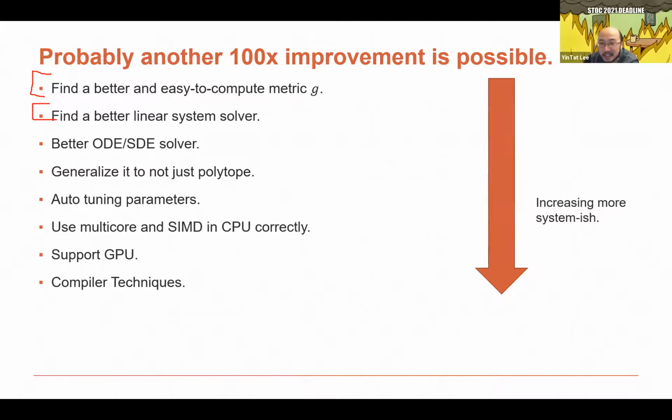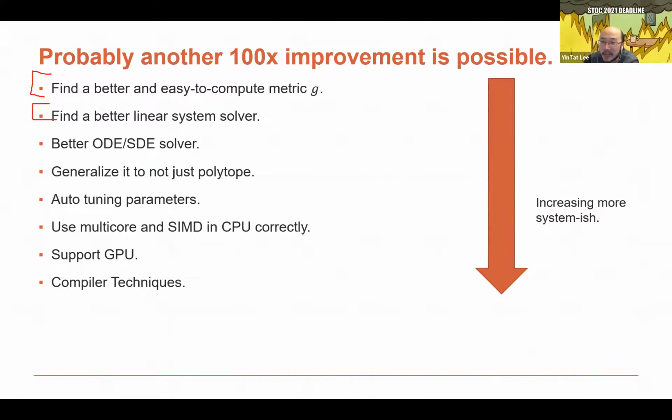This problem is quite special. We are solving the linear system again and again, with just the numerical values changing, but the sparsity pattern is the same for all the linear systems inside the algorithm. So maybe we can take advantage of that and get a better linear system solver.